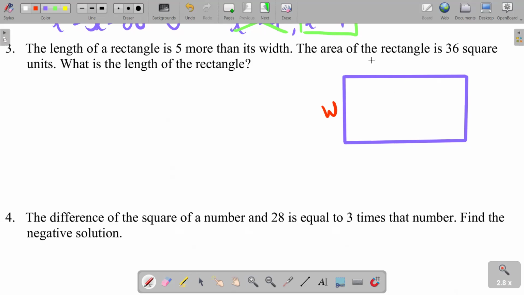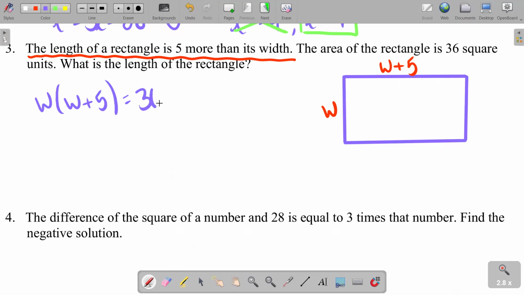What would I put up here? Amazing. And we know that because it says that the length is 5 more than the width. What's the area? 36. So write me an equation. W times W plus 5 equals 36. Jackpot. W squared plus 5W equals 36. Because remember, we're taking distribution here. We're going this times this times this.